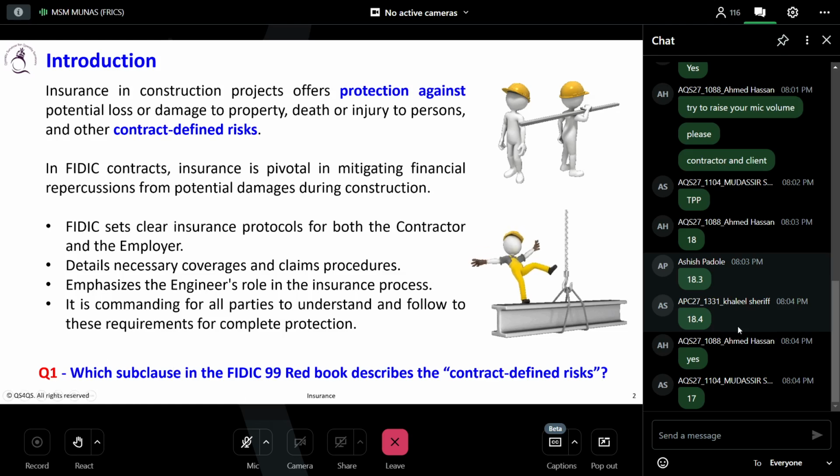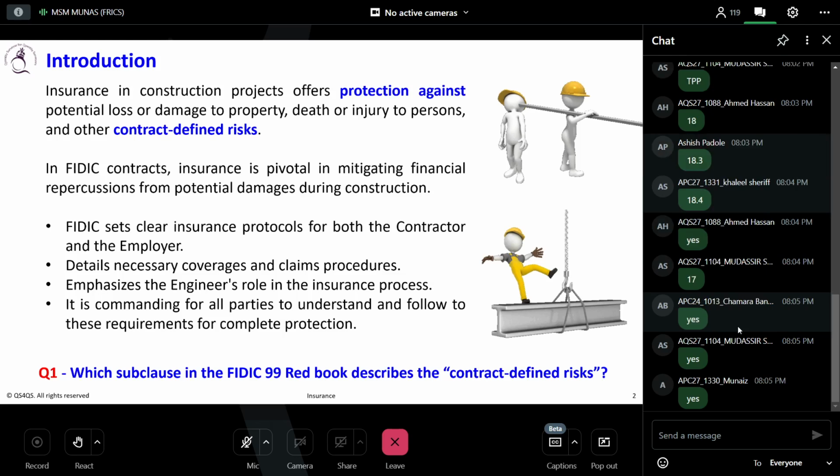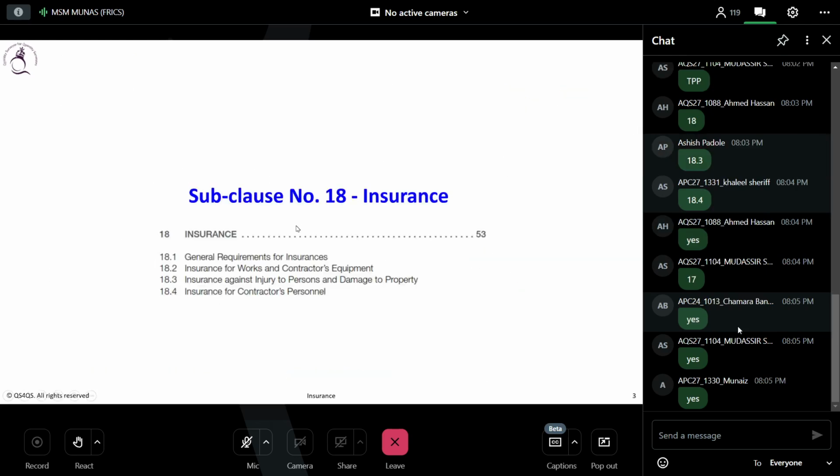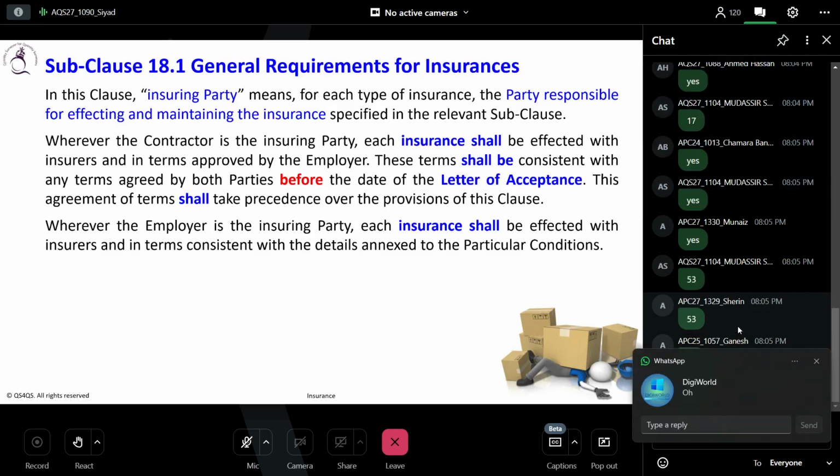Have you all noted down? Subclause 17 plus so many other subclauses. Okay. So now when you go to subclause 18, it talks about the insurance. As you know, insurance is to cover the risk. So we'll go to subclause 18.1. What is the page number? 53. 53.